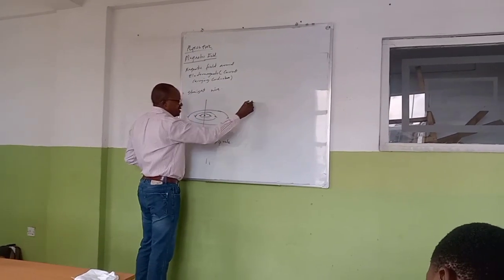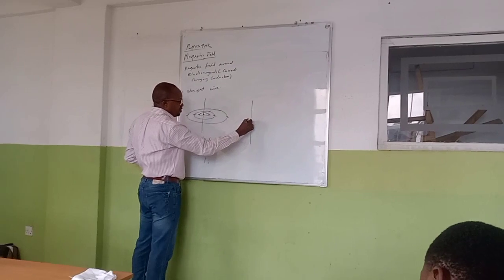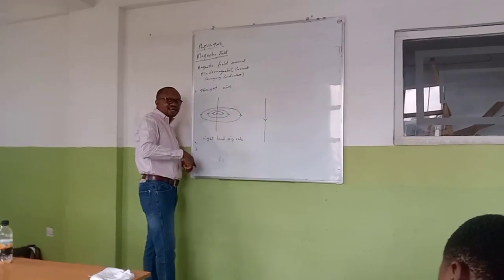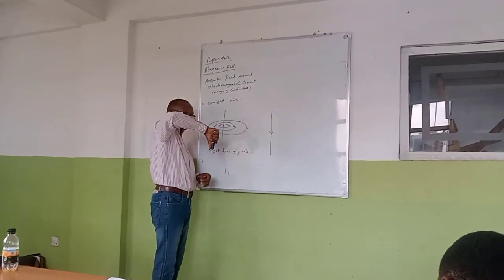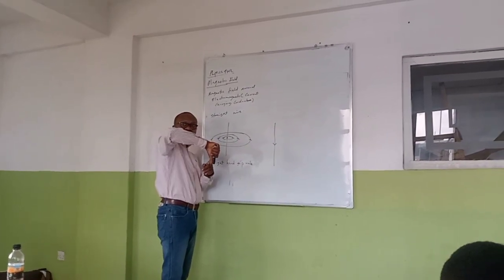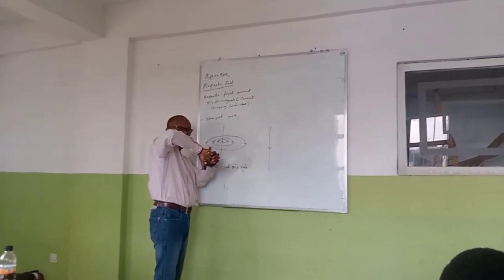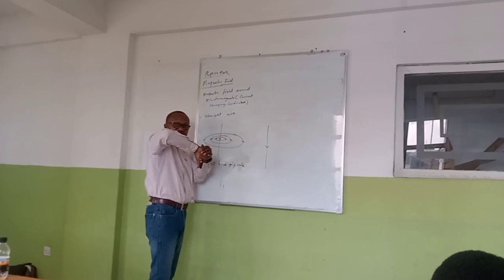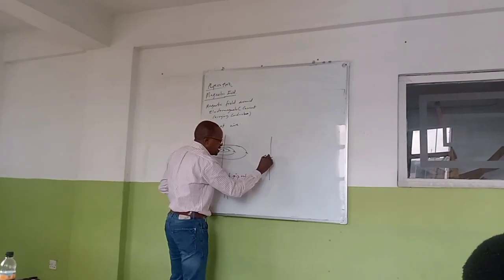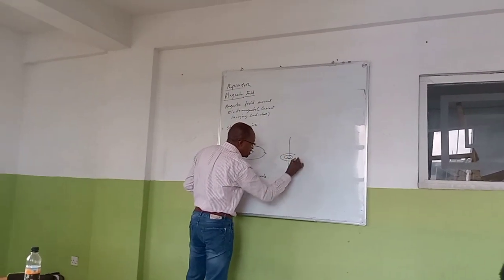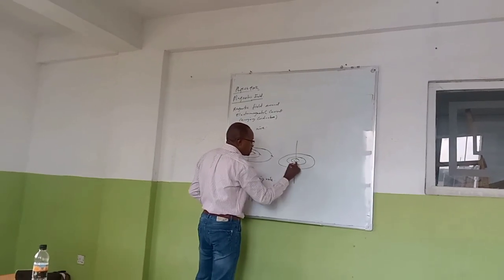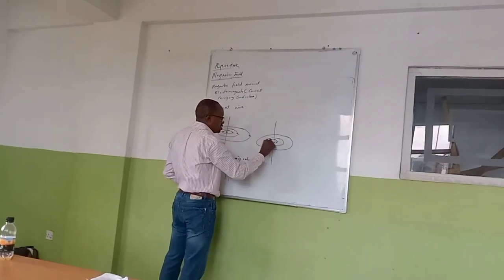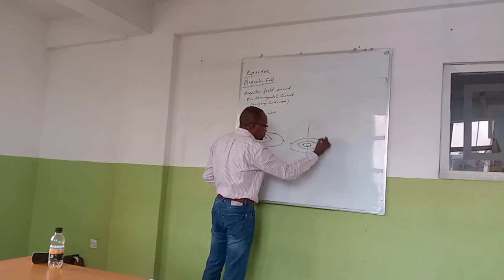If I have something like this, and the current is moving down, you apply the right hand grip rule. The thumb is now moving downward. Your fingers now go in one direction. Clockwise direction. So the magnetic field line is also in concentric circles. So this now goes in the clockwise direction.